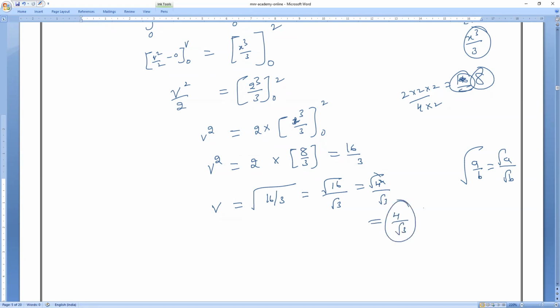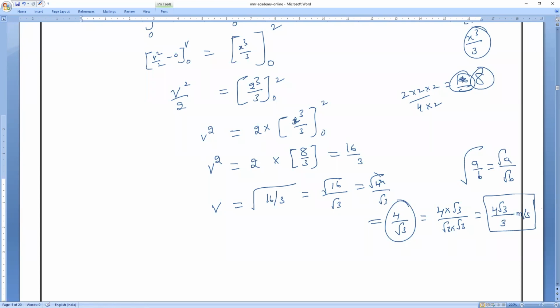But this won't be an option. So what we have to do is multiply the numerator and denominator by root 3. Numerator and denominator I am multiplying with root 3. So the answer will come 4 root 3 divided by 3 meter per second. Is everything clear?